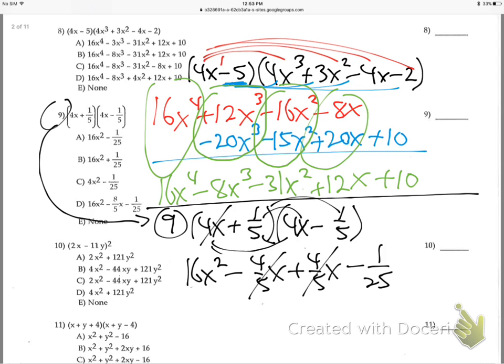And then the middle two cancel, don't they? So you just get 16x squared minus 1/25. Is that good? 1 or 2 of you got 100% on the practice exam. You're doing better than me. I'm making a couple mistakes. Is that good? Questions I can answer on that one? All is well?